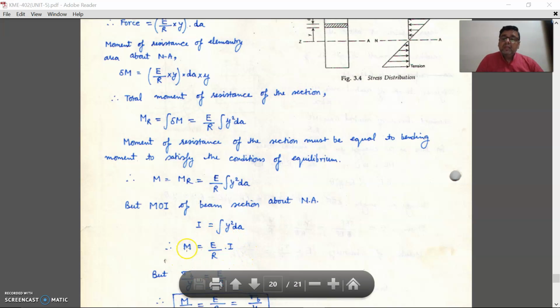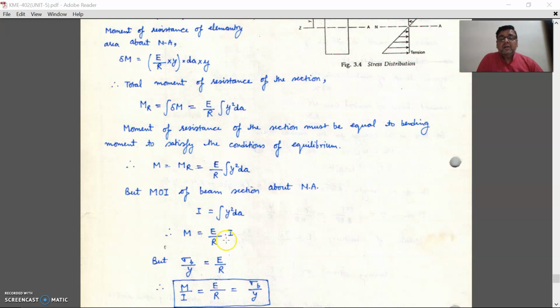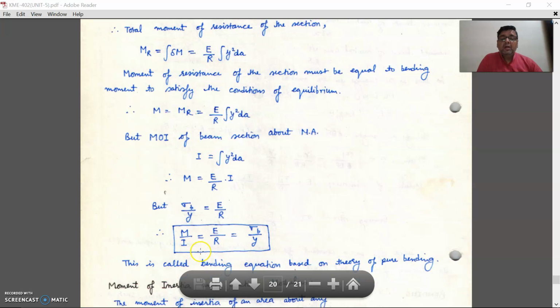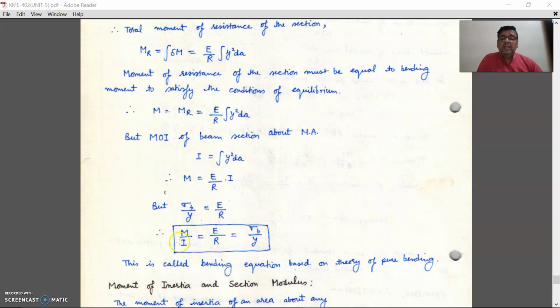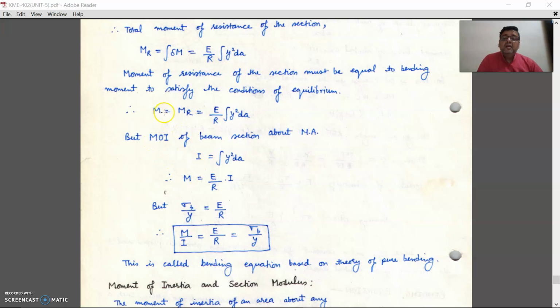Okay, so M is equal to E by R into I, and M upon I is equal to E by R. So this is the bending moment equation, which is M upon I is equal to E by R is equal to sigma b upon y. And in this case we compared this bending moment of resistance with the external moment which is applied upon it. So external moment M is equal to E by R into I, or M upon I is equal to E by R or sigma b upon y.